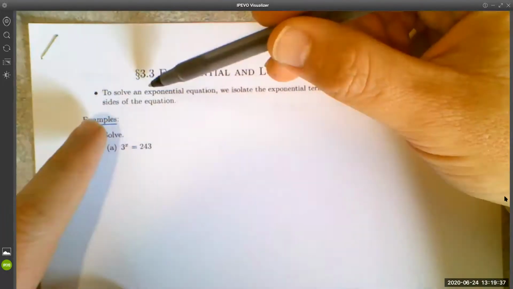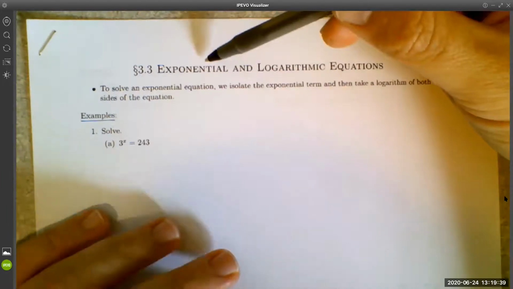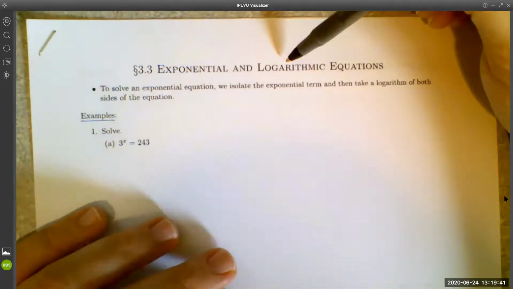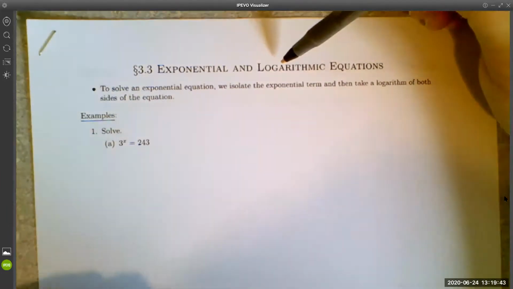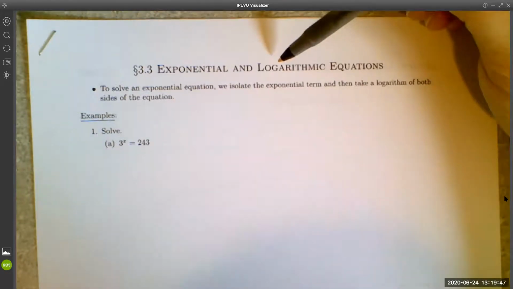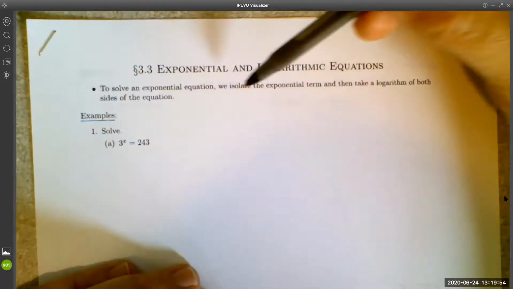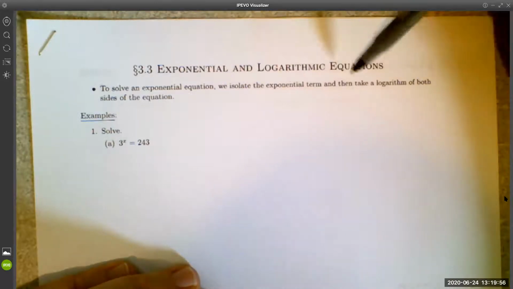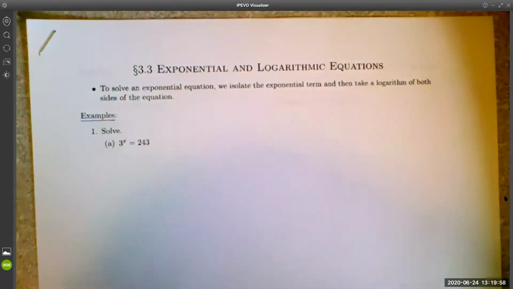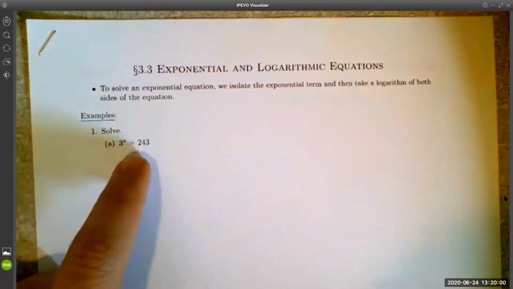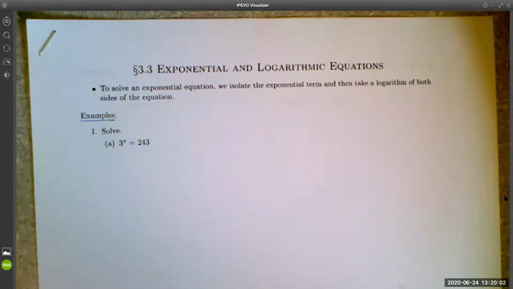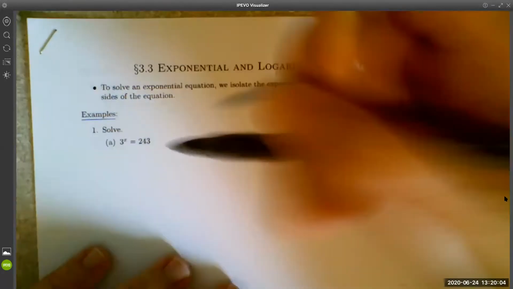So what you have to understand is that exponential and logarithmic expressions undo each other. So if you want to undo an exponential, you take a logarithm. If you want to undo a logarithm, you exponentiate. Okay. So to solve an exponential equation, we isolate the exponential term and then take a logarithm of both sides of the equation to clear the equation. So for example, in part A, we have 3 to the x equals 243.